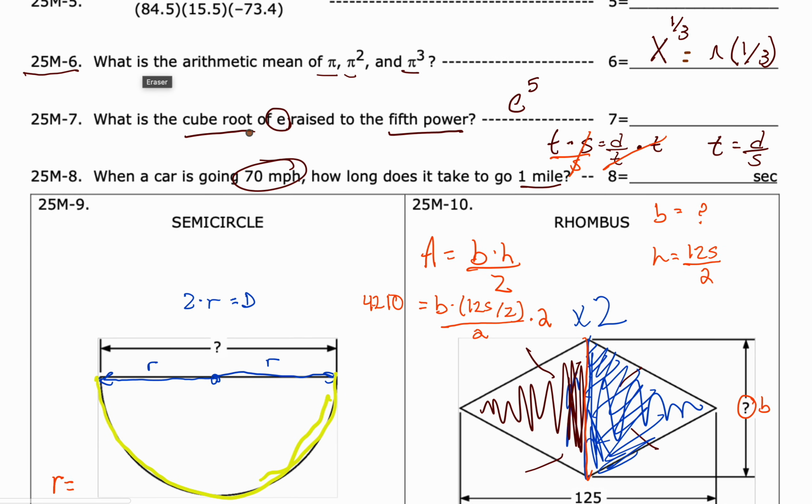Number 7. What is the cube root of e raised to the 5th power? So the first thing we want to do is 5 enter e to the x. That's going to raise it. Then we want to take the cube root of that.